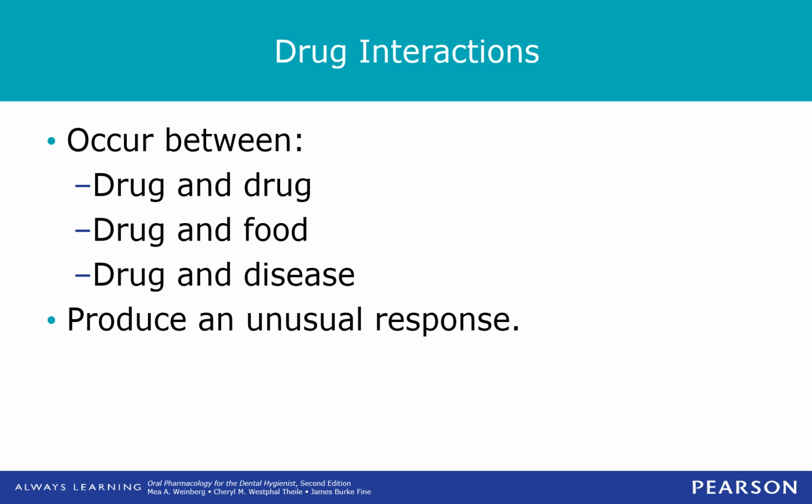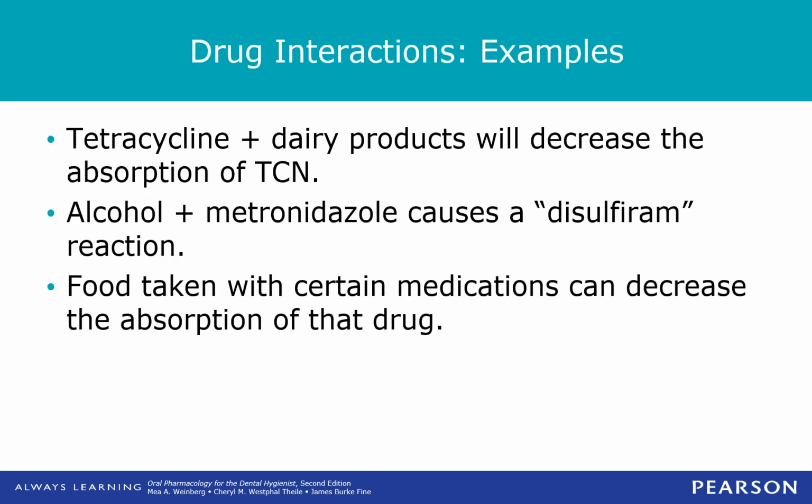Drug interactions can occur between two drugs, a drug and food, and a drug and some type of disease. They produce an unusual response. Examples of drug interaction: tetracycline taken with dairy products will decrease the absorption of tetracycline. Alcohol and metronidazole cause a disulfiram reaction. Food taken with certain medications can decrease the absorption of a particular drug.